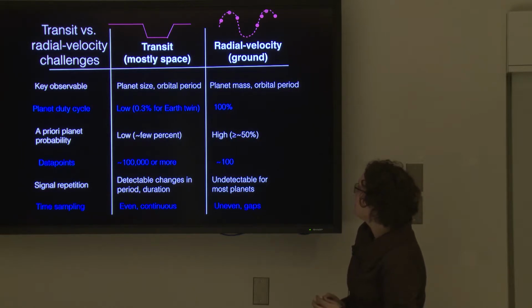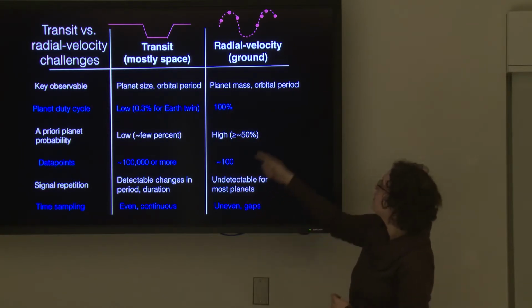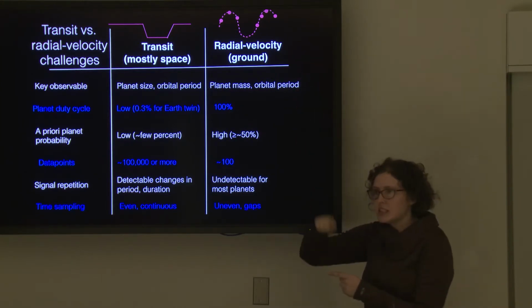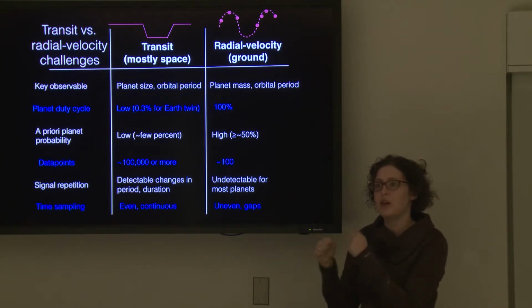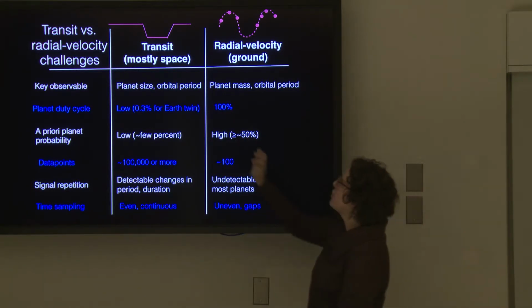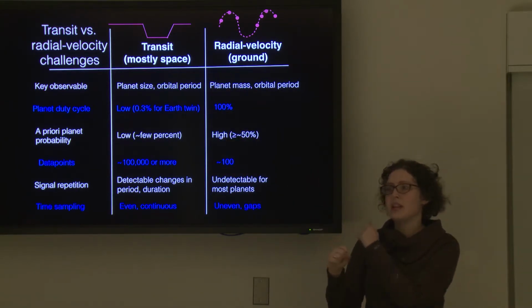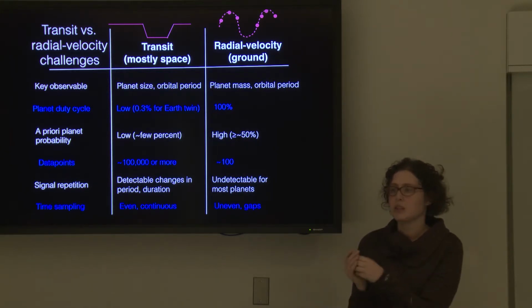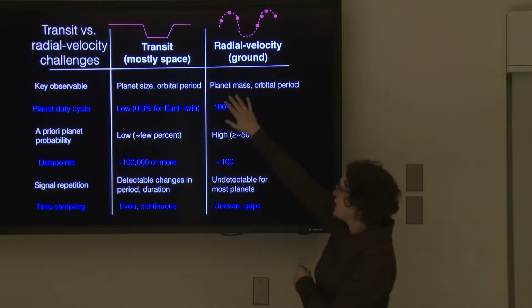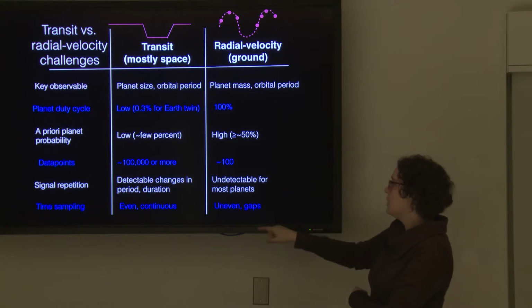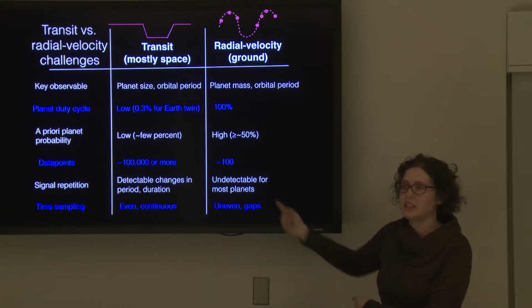The signal repetition for radial velocities, it mostly stays a constant signal, and it's not being affected by gravitational interactions with planets. There's maybe 2 systems where that's not true. But for transits, it's fairly common that there'll be disturbances between planets and that the transit time will change from transit to transit, so you're not looking for exactly the same signal every time. With our transit data sets, they're evenly spaced and continuous, but with the radial velocity, it's uneven and has gaps that can cause aliasing.